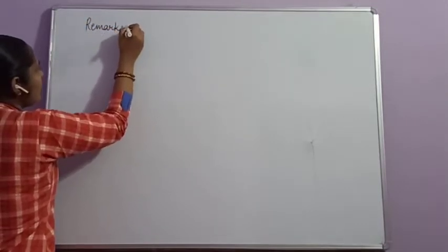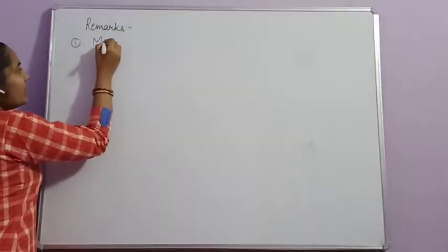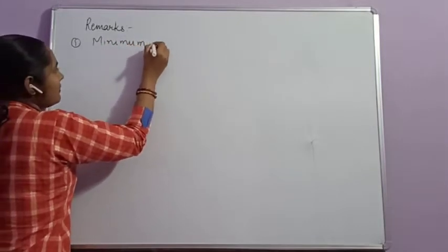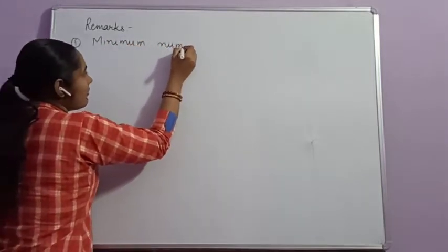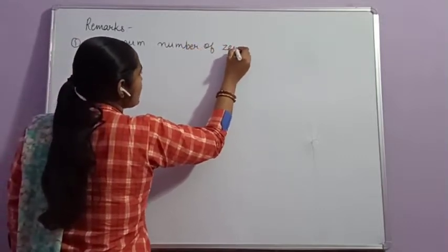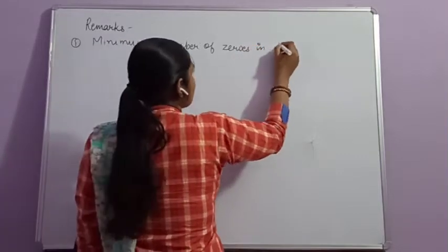Remarks. First, we have to find the minimum number of zeros in a triangular matrix.